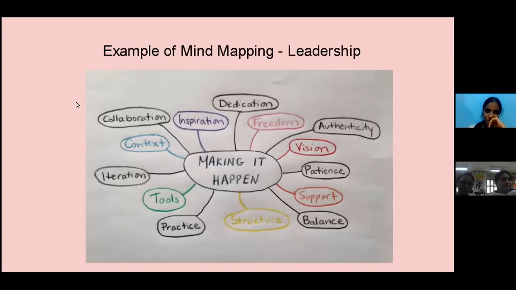Next, this is one example of a mind map. The beauty of mind map is that you can do it online, you can do it offline, you can do it with the help of a computer, you can do it with the help of a paper and a color pencil or a pencil also. So that is the beauty of mind map. There's no hard and fast rule.